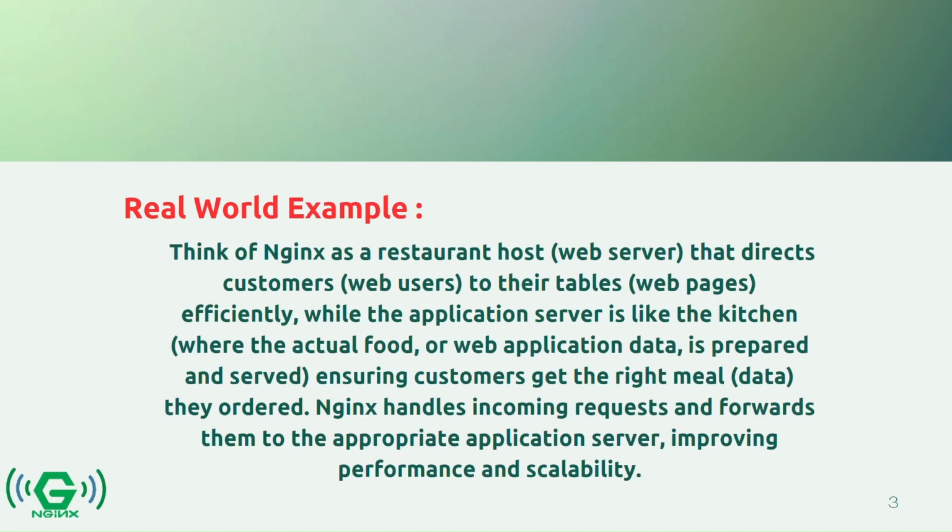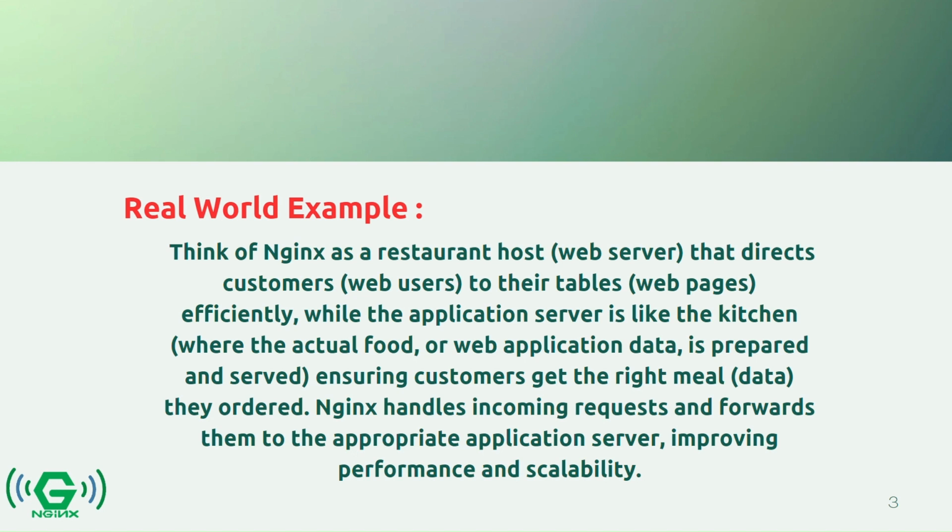So next slide is the real world example. So I will read this, right? Think of Nginx as a restaurant host, it means web server, that directs customers, it means web users, right, to their table, it means web pages, efficiently, while the application server is like the kitchen where the actual food or web application data is prepared and served, ensuring customers get the right meal, it means data, right, they order. Nginx handles incoming requests and forwards them to the appropriate application server, improving performance and scalability, right?